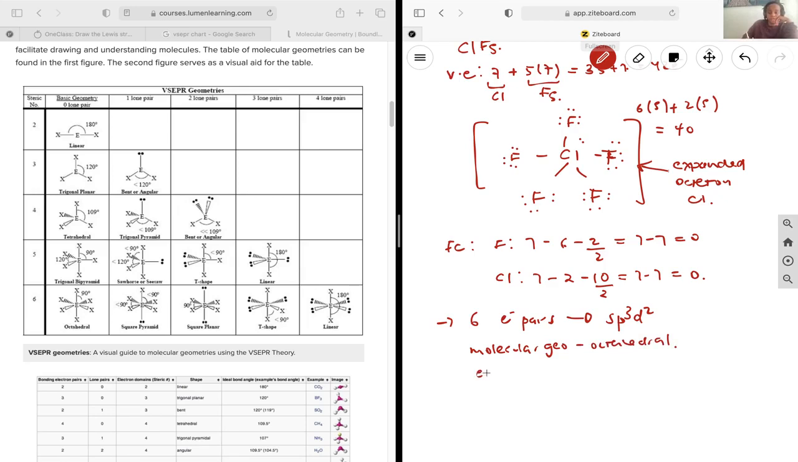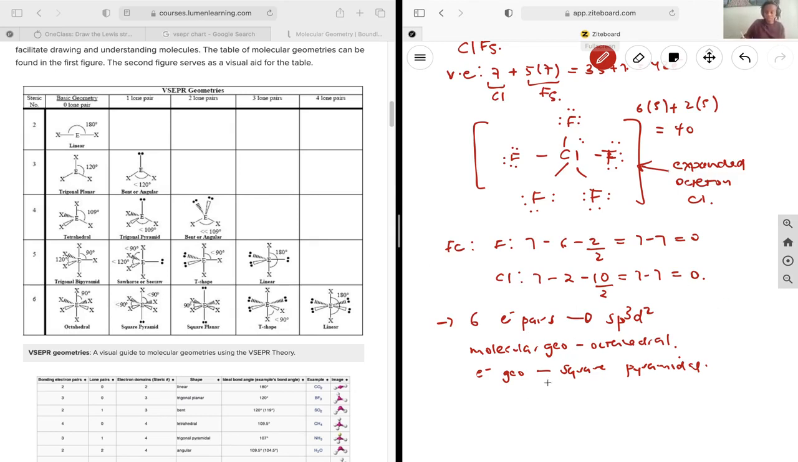But then our electron geometry is going to account for the fact that we have 1 lone pair, and so it's going to be square pyramidal. And so you can think of molecular geometry as you're ignoring the fact of whether it's a bonding pair or a lone pair. And so generally the shape would look like an octahedral shape, but then because you have 1 lone pair, if you're only looking at the bonding pairs, that would look like a square pyramid with the 2 electrons on the bottom, as you can see here.